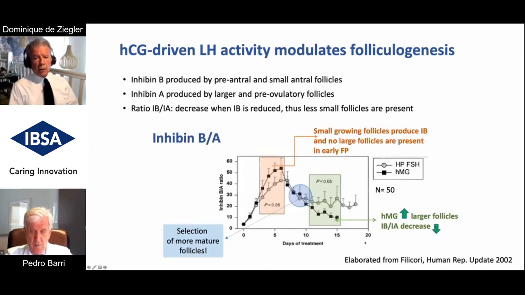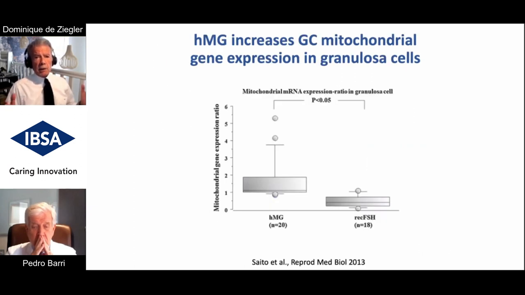This is again the work from Filicori, and then you have here the ratio of inhibin B over inhibin A, and you see that this is high in the early stages of the ovarian stimulation in HMG as compared to FSH, and it inverses itself when you have the larger follicle, and you have here lower inhibin B, which gives you an increase in larger follicles with hMG, as shown by Marco. Now, hMG increases mitochondrial gene expression in the granulosa cells, and this is the difference between hMG and the REC-FSH, and that probably is an important factor on the follicle.